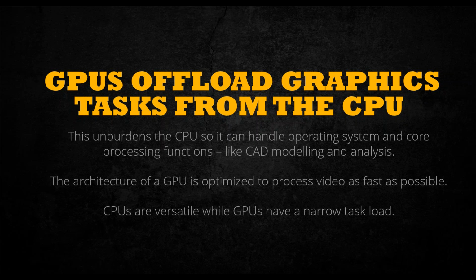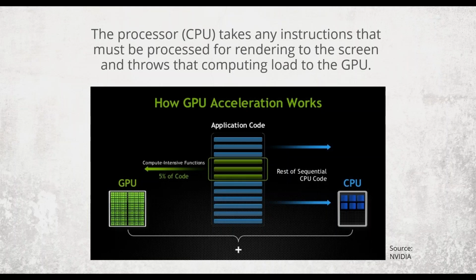And therefore, the architecture of a GPU is somewhat different than your CPU. Diagrammatically, let's look at it this way. If you're running a CAD application, whether that's AutoCAD or Revit or SolidWorks or whatever it is, there's a whole lot of application code that's being handled by your CPU, but there's only a relatively small amount of functionality that's sending images to your screen. And that non-compute intensive functions are what's handed off to the GPU.